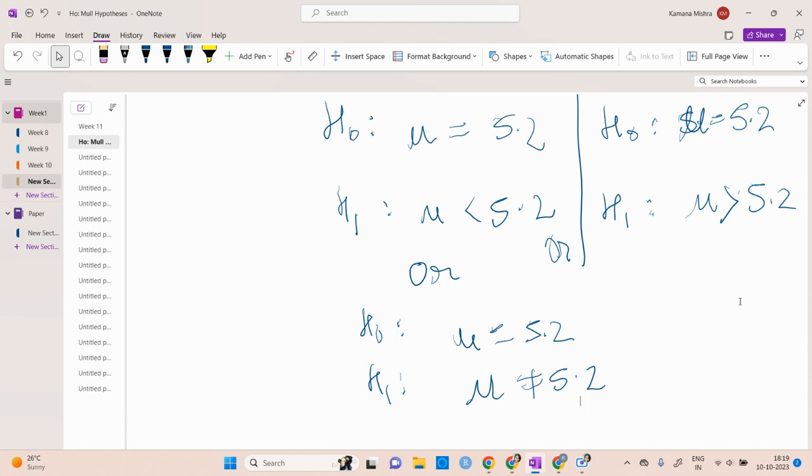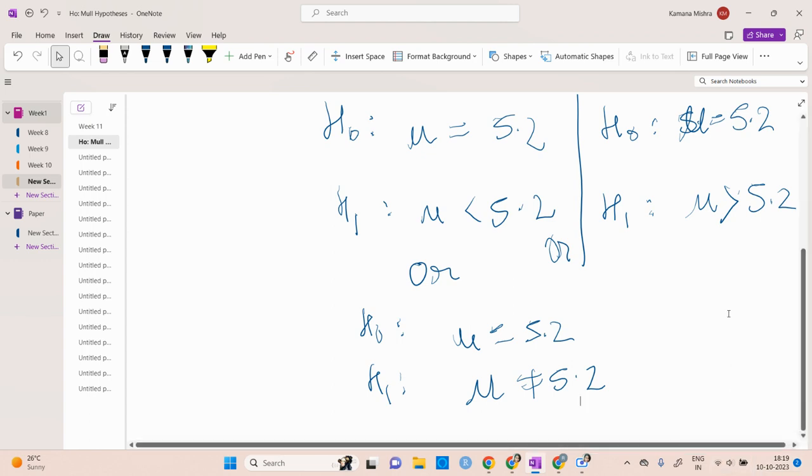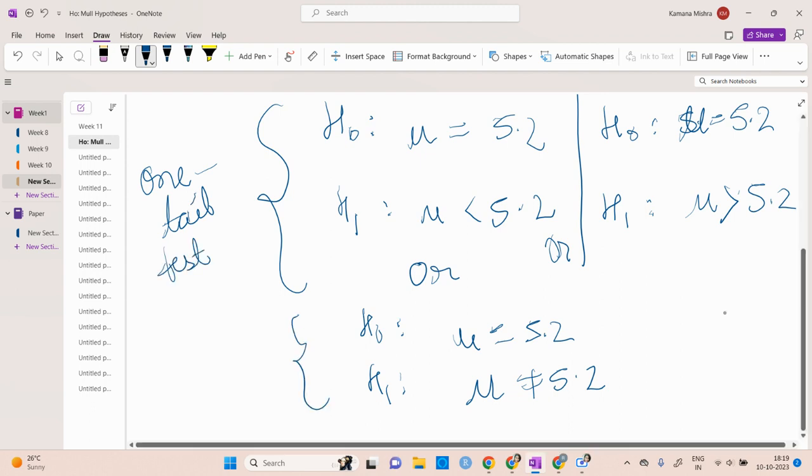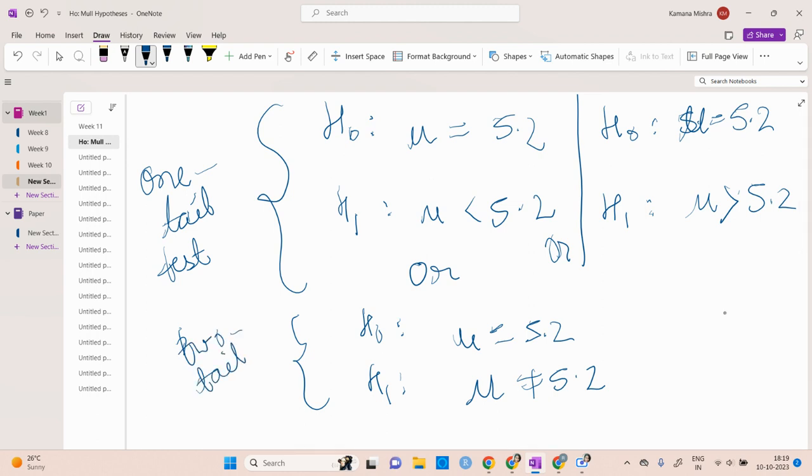The alternate hypothesis can be that the mean life is less than 5.2, or that the mean life is greater than 5.2, or that the mean life is not equal to 5.2. So these two are called one tail tests, and this is called a two tail test.